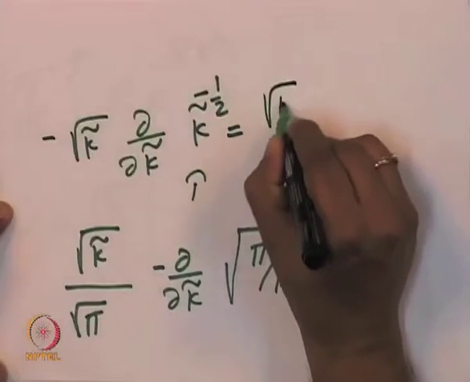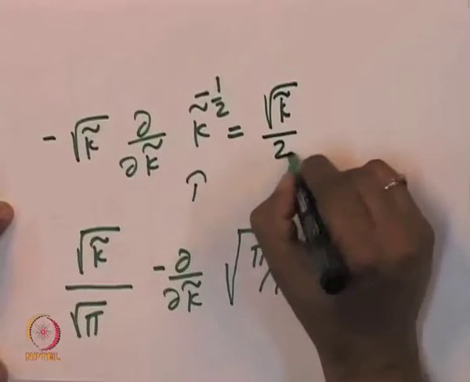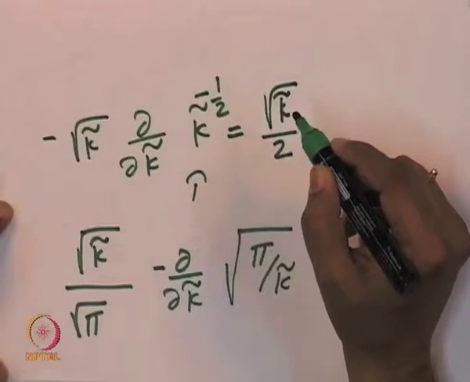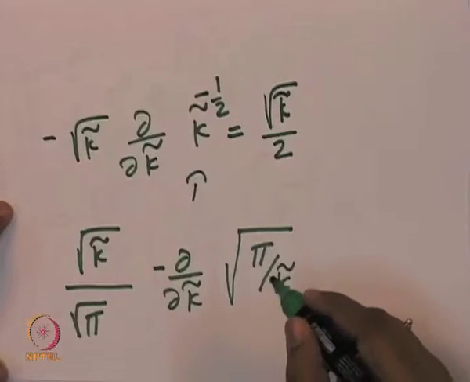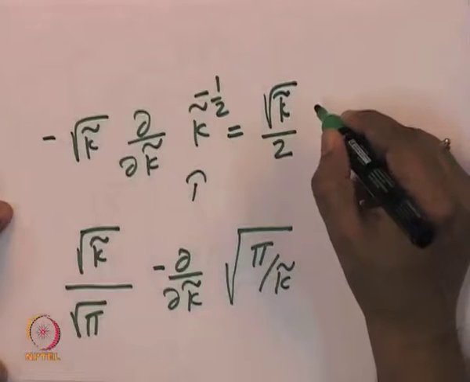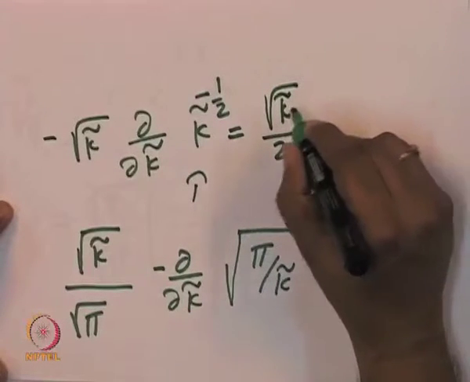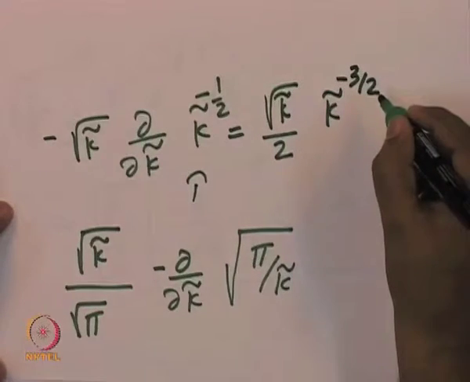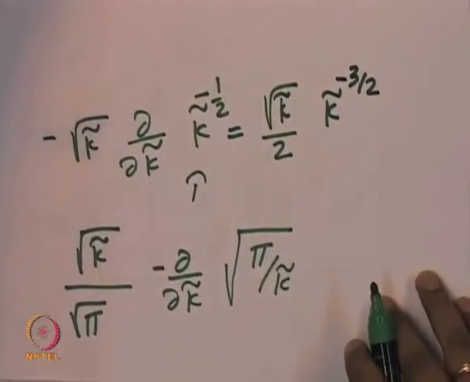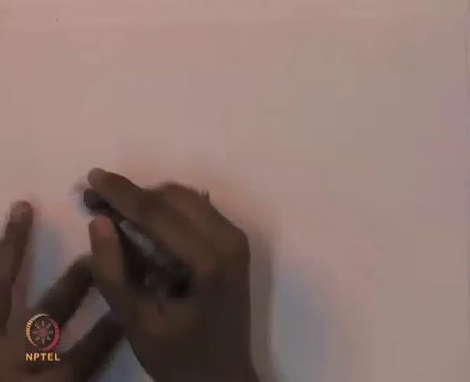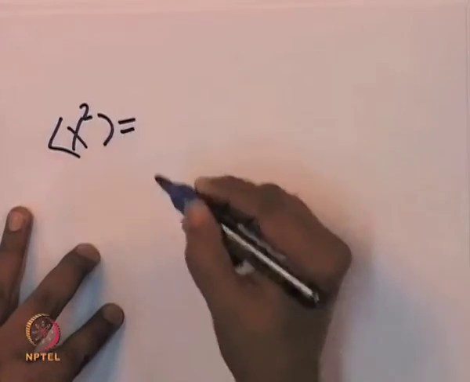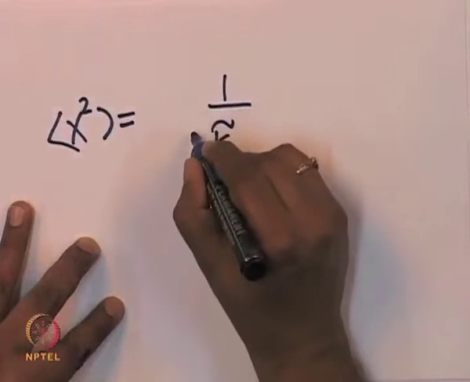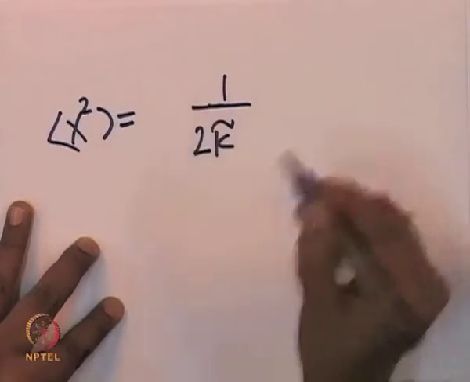So, this will turn out to be √k̃ times half times k̃ to the power minus half minus 1, which is k̃ to the power minus 3/2. So, the final answer will turn out to be that the x² average is equal to 1 over k̃ with a half factor. This is the x² average.